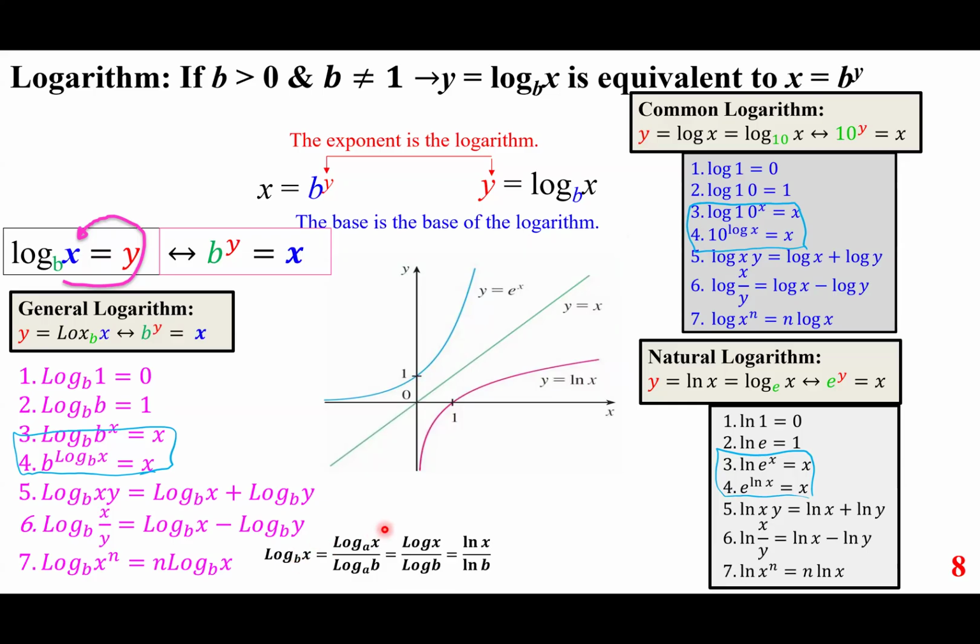Log x base b is log x over log b. Choose any base, for example, a. But obviously, we want to evaluate it, so we use either common log or natural log. We are not saying log x equals ln x. We are saying the ratio of log x to log b is the same as ln x to ln b. And of course, you can do the cross product.